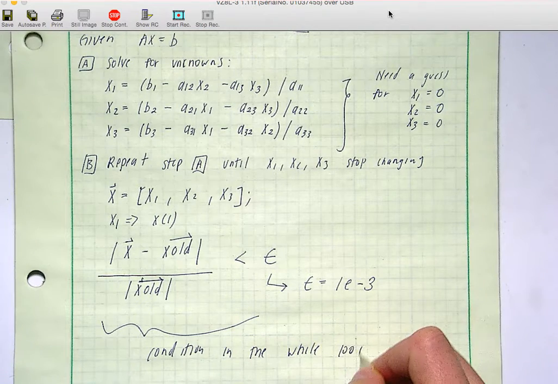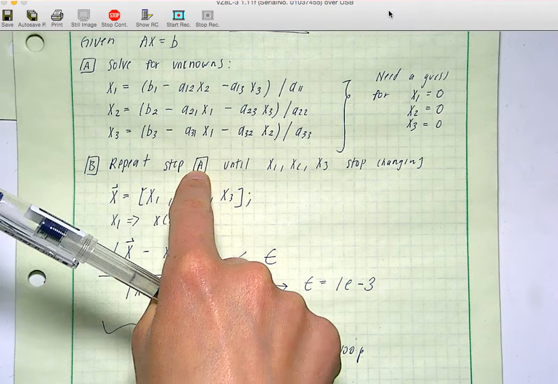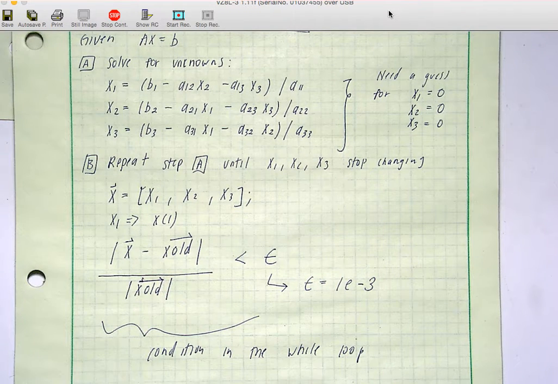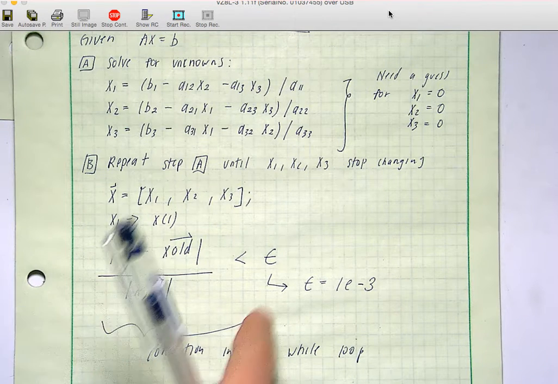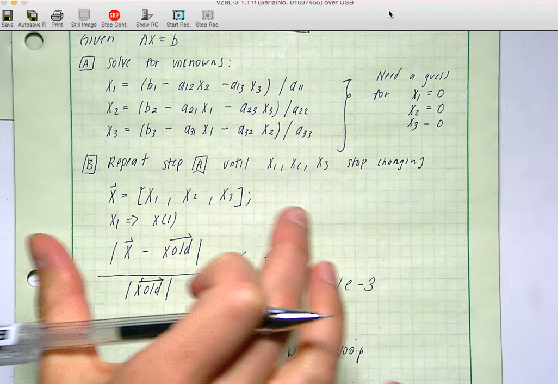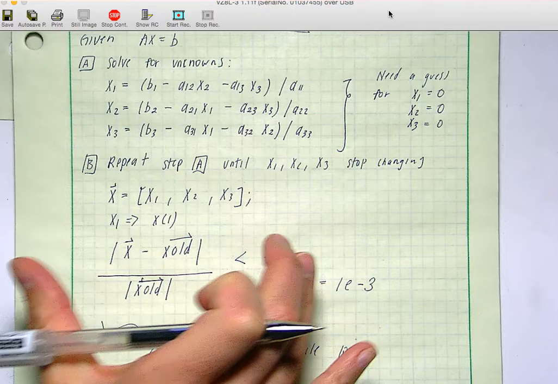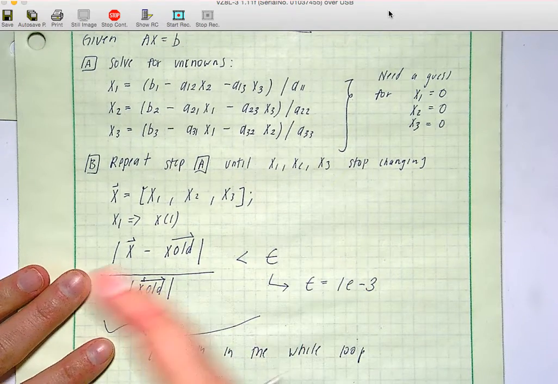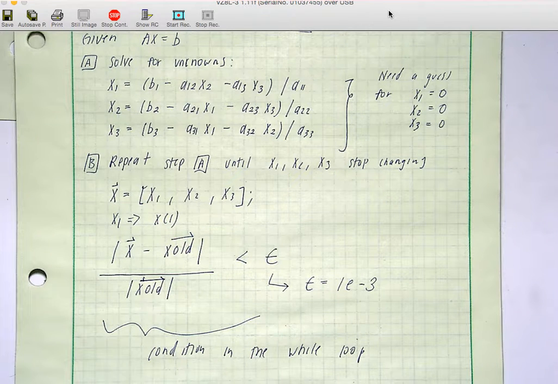So the while loop will do the repeating of A, and it will do it until this condition is true. There's a couple things I want to remind you of when you're writing this code. The first thing is that, remember, a while loop runs when the condition is true, so you're going to have to reverse this condition for the while loop. I'm telling you, mathematically, how this algorithm works. This is what you want the algorithm to do, not what you want the while loop condition to be.